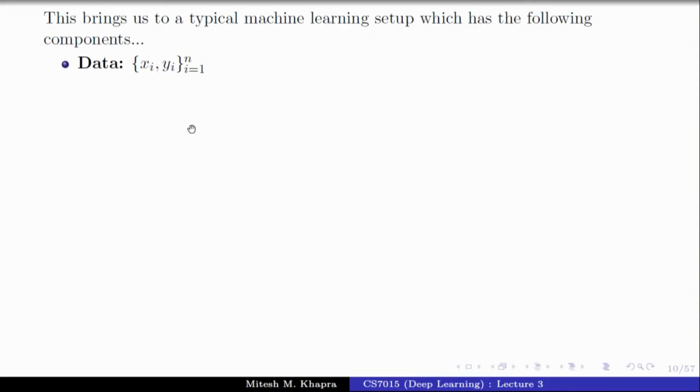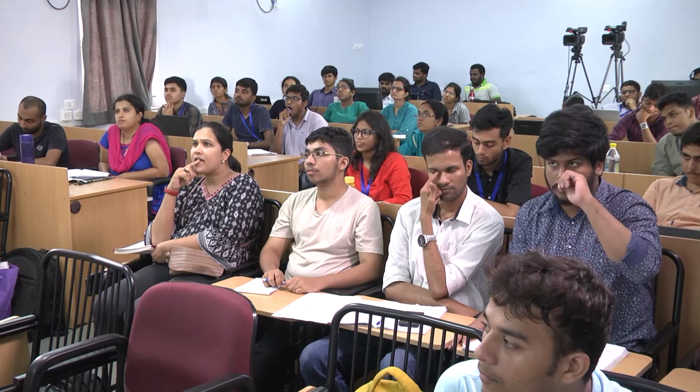Okay. So what you'll have is data. You'll have the x's. What are the x's here? Features. And I've said that i is equal to 1 to n. So can you tell me what exactly does this x comma y look like?